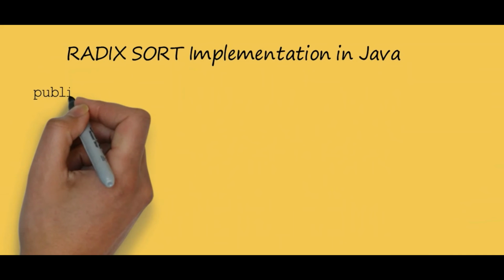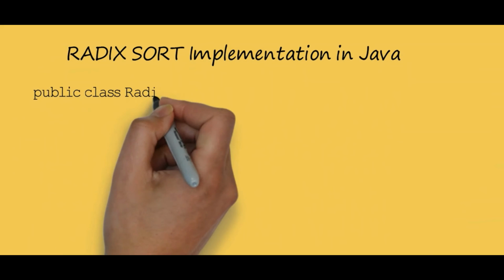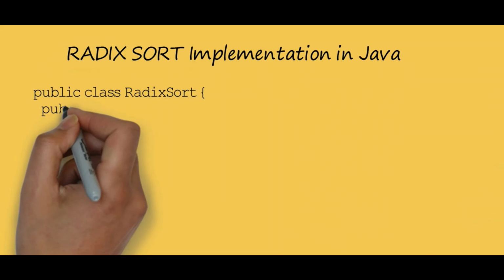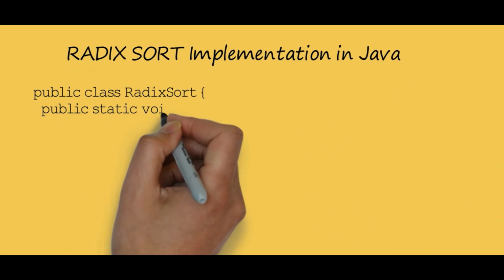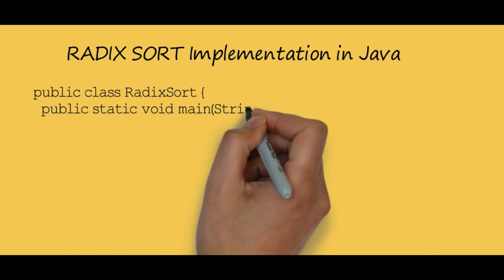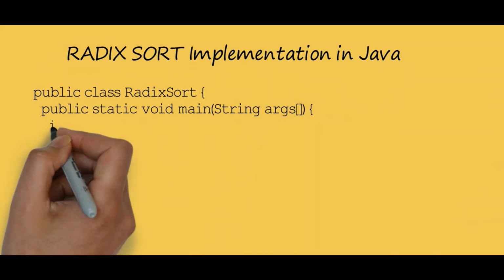So we start by defining the class which will contain the code for Radix Sort. We'll name it RadixSort. And then we define our public static void main method because we intend to run this class itself to do the sorting. This is standard public static void main, as you know.